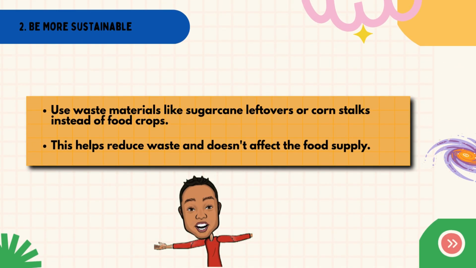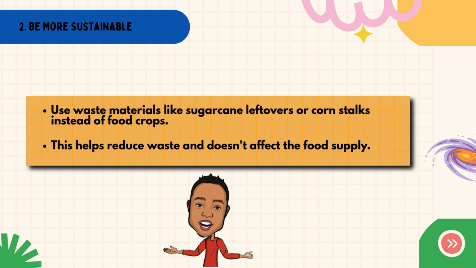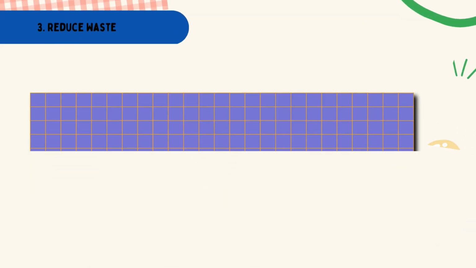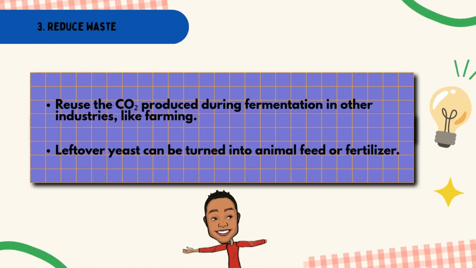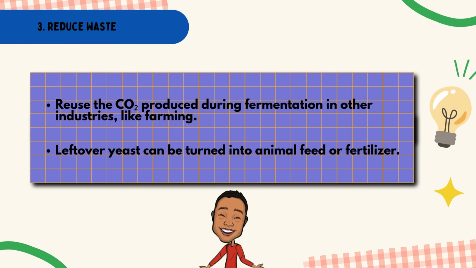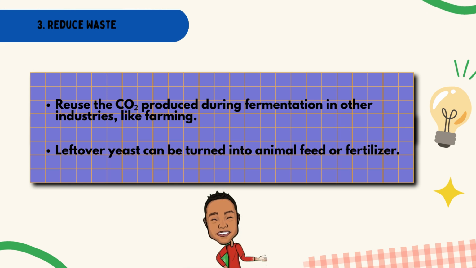Second, be more sustainable. We can use waste material like sugarcane leftovers or corn stalks instead of food crops. This can help reduce waste and does not affect the food supply. Then, we can reduce the waste. Reuse the CO2 produced during fermentation in other industries like farming. Also, leftover yeast can be turned into animal feed or fertilizer.